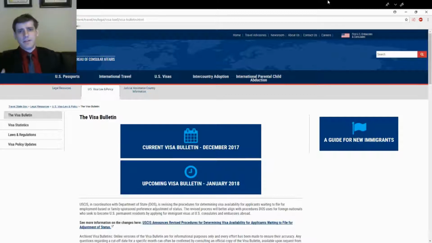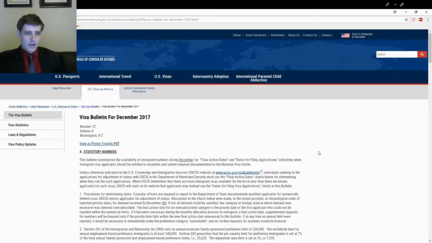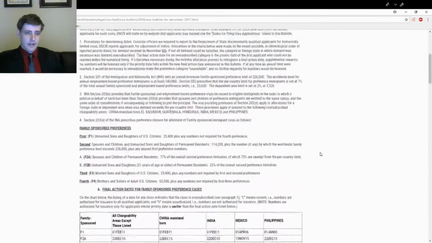To get to this page, the simplest way is to search for Visa Bulletin, but it's with the State Department, travel.state.gov, and then look for Visa Bulletin. So we're going to go into this. They publish these monthly. The current one is December 2017. And if we click on this, we'll get to this.